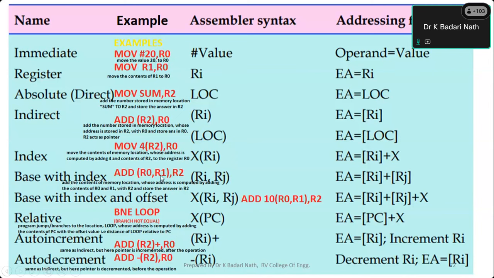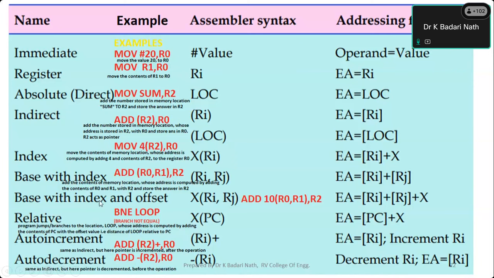This type of addressing mode is used to access two dimensional arrays. Here is how the memory is accessed: the contents of R0 will be added to the contents of R1. Then the total address will be prepared. From that address, you pick the data and store it in R2. It's used for two dimensional arrays.